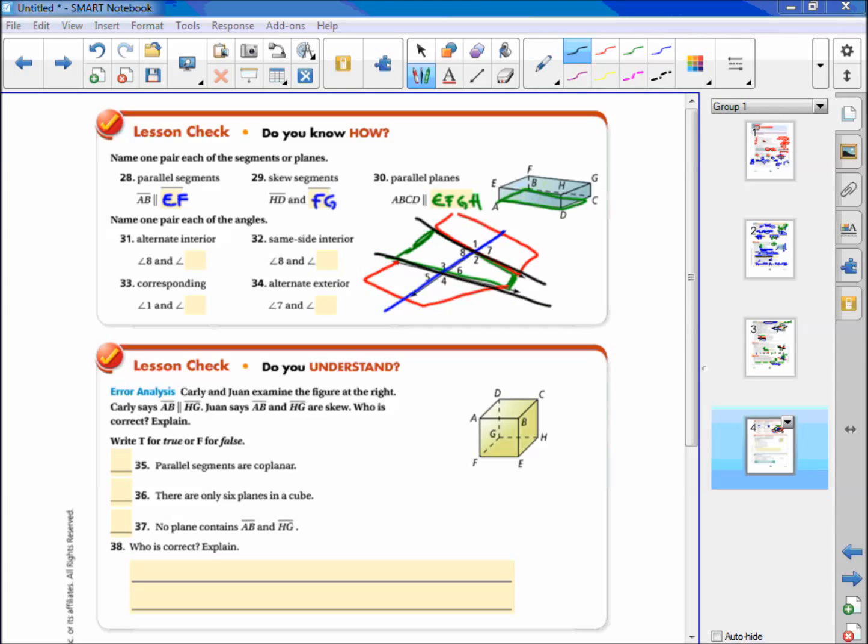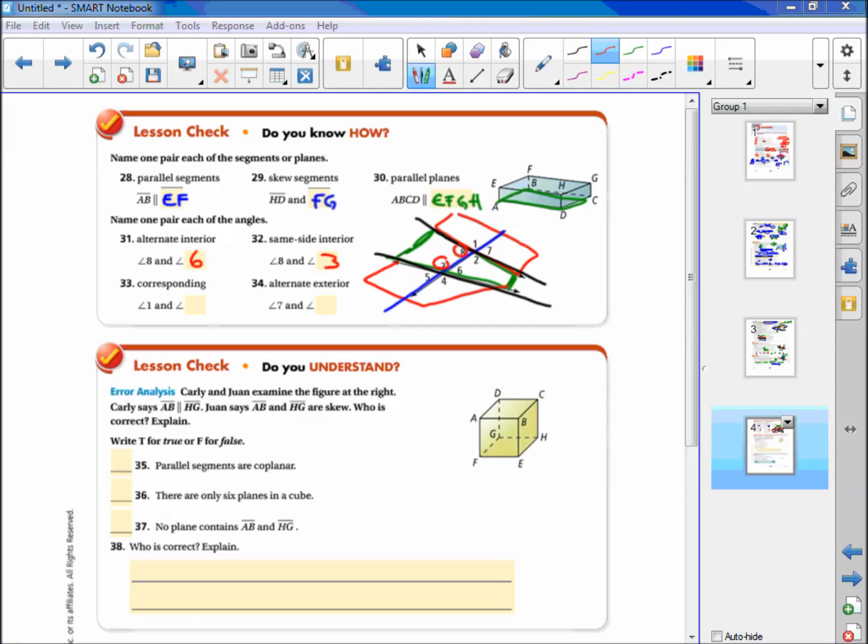Okay, all right, so we want to know alternate interior with angle 8. Well, interior is in the green, and on the alternate side of 8 would be 6. So 8 and 6. Same side interior with angle 8. So same side of the transversal is going to be 8 and 3. These two are going to match.